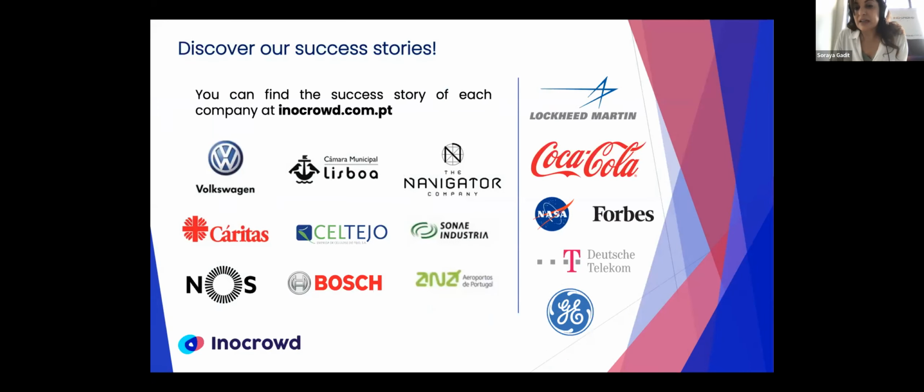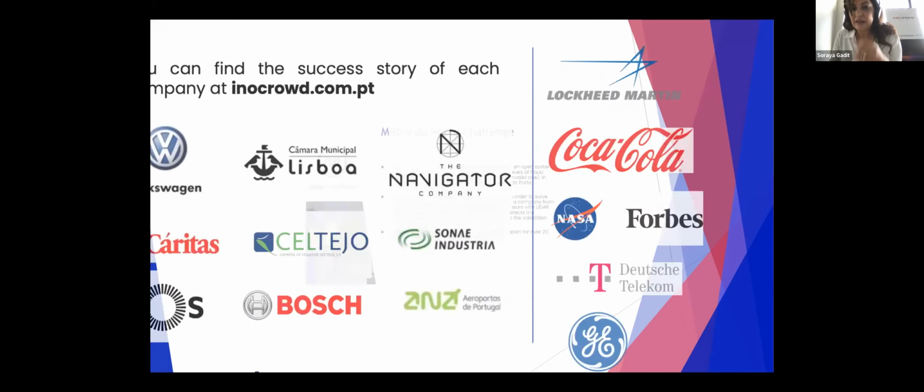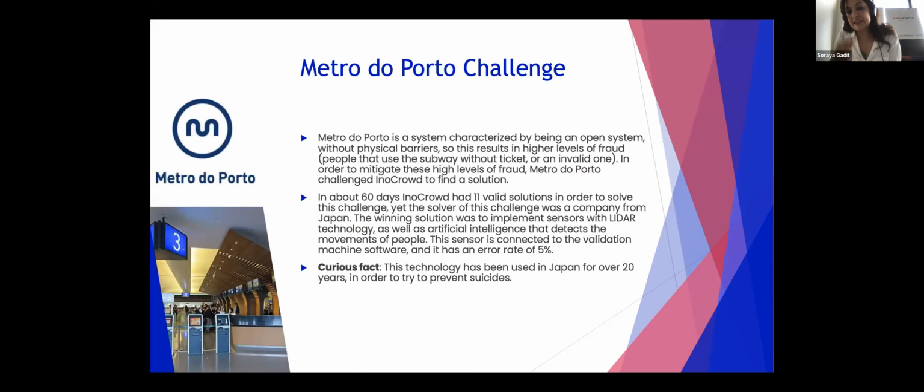These are some success cases that we have until now. Most of our seekers, our organizations, are anonymous. These seekers here are the seekers that have given us authorization to show their logotypes. On the right are the seekers that are from HeroX, our partners, and on the left are the seekers that have submitted challenges at the InnoCrowd platform. These are some examples that we had last year.